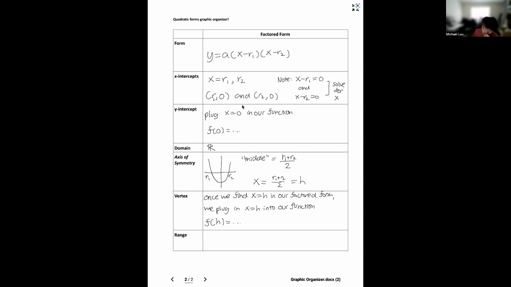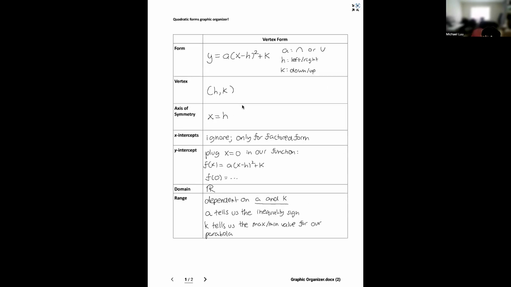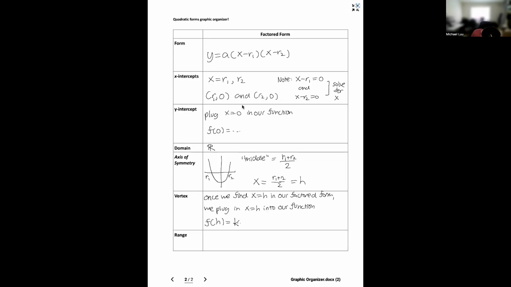And we'll again see that. And then the last part is the range, which we have to just say it's dependent on k, a and k again. So dependent.